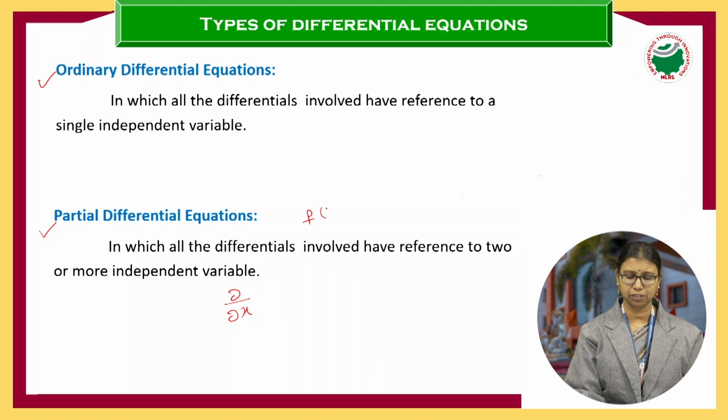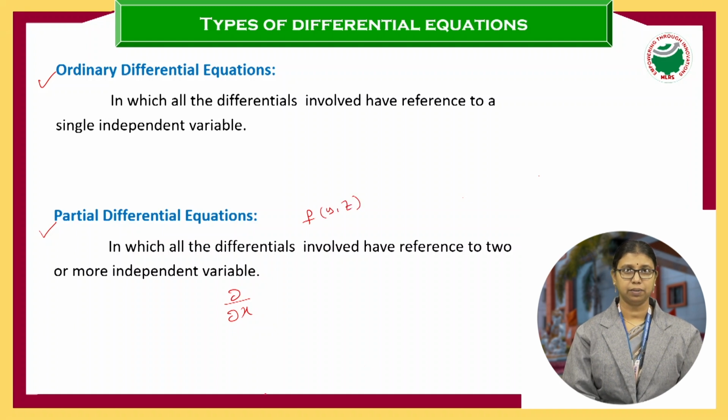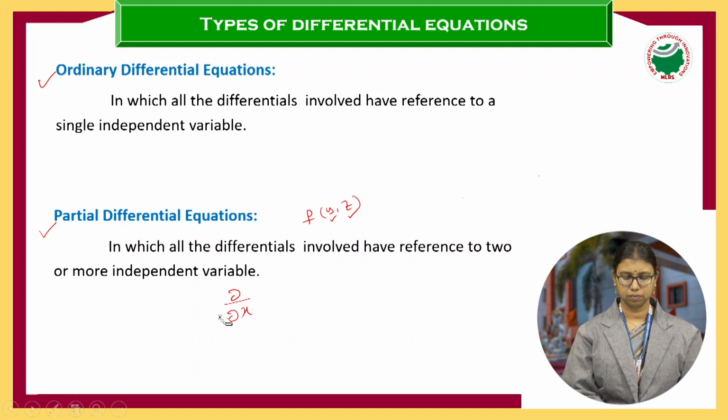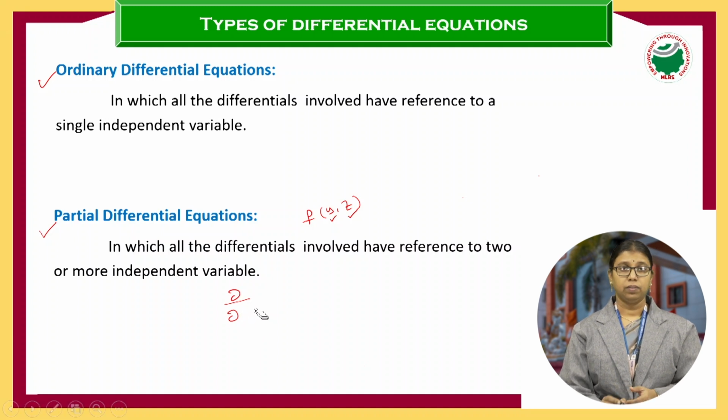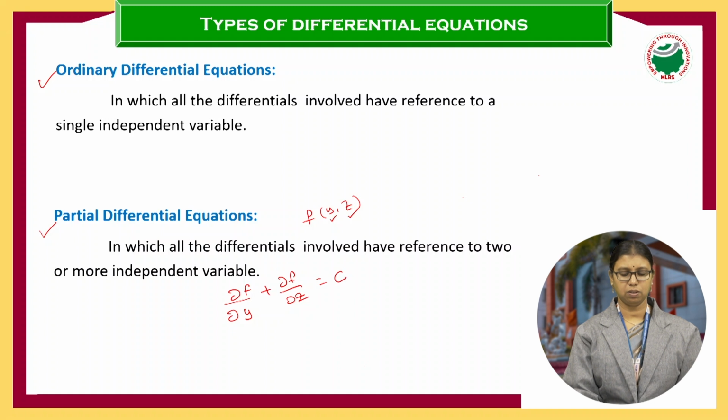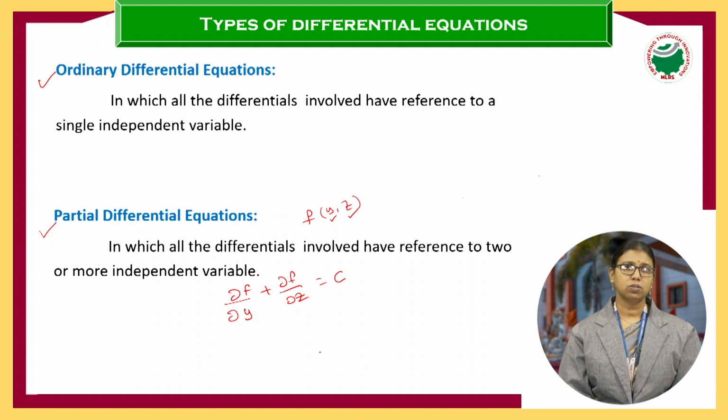Suppose you have a function of variables y and z, that means here y and z are independent variables. Then we can define the partial differential equation in the form dou f by dou y plus dou f by dou z is equal to some constant or 0 or anything. So this type of form is called a partial differential equation. Similarly, we can take second, third or nth order partial differential equations also.